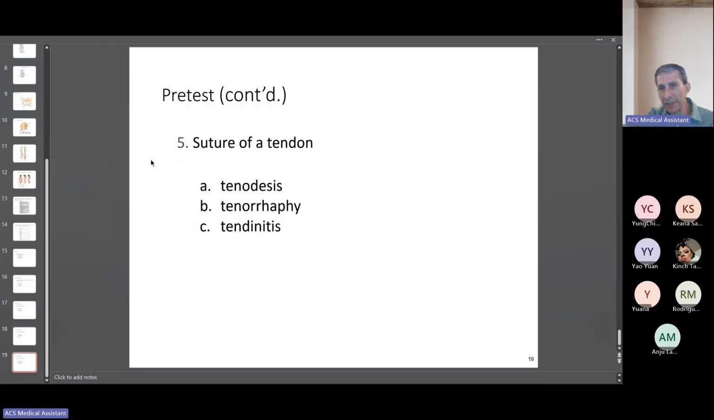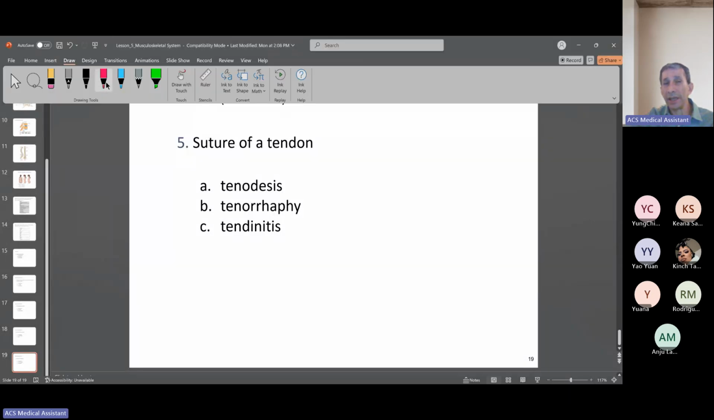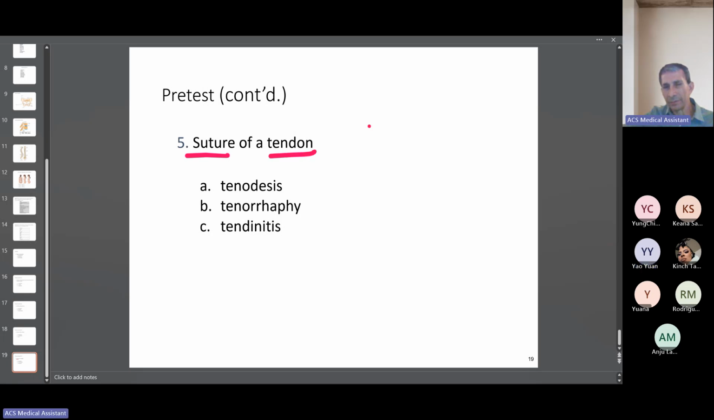Suture of a tendon. Now, here goes again. Suture, tendon. So try to guess which one it is. You know one of them that is not, so you go for the two of them. A, B, or C. Try to guess if you're not sure. Give your best try.